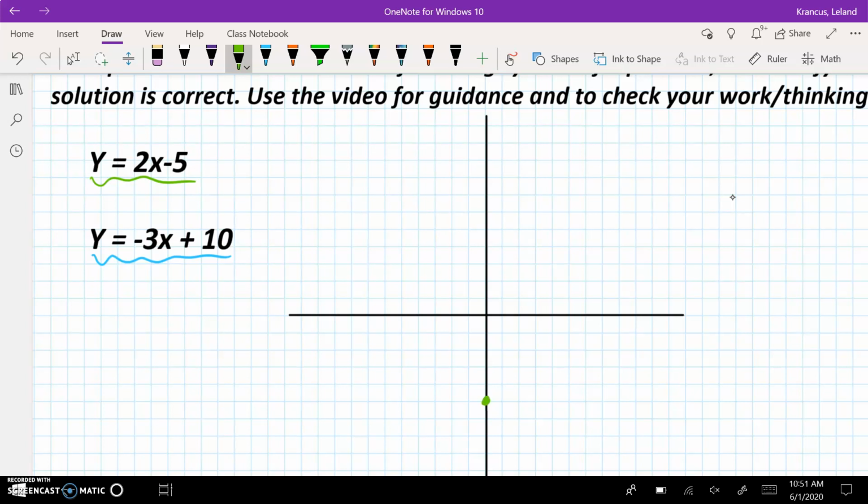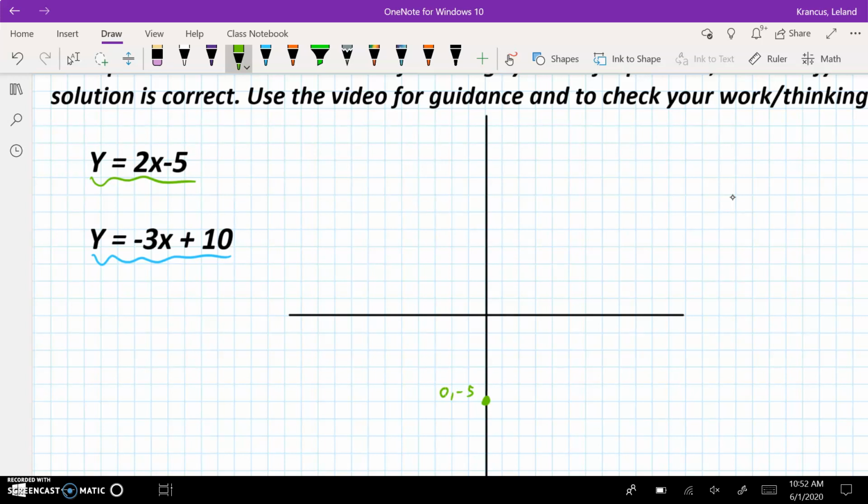So my y-intercept is down here at -5. So x is 0, y is -5. I got that right from the equation. And then my slope is 2. So remember, that means it goes up 2 over 1 from point to point.